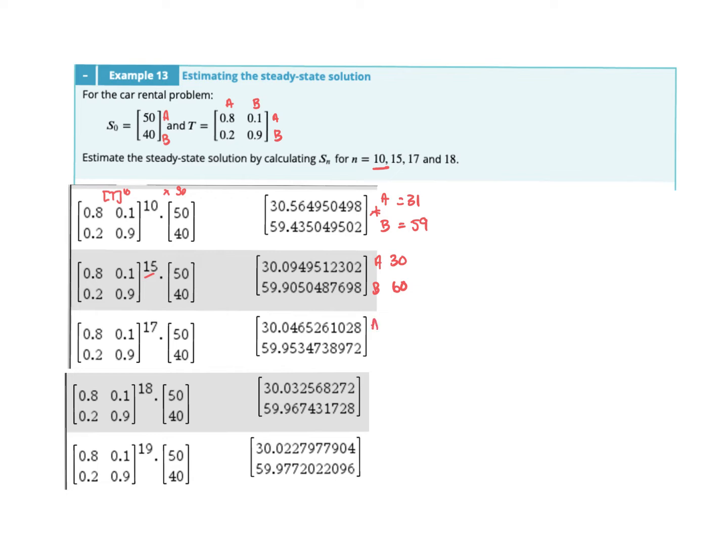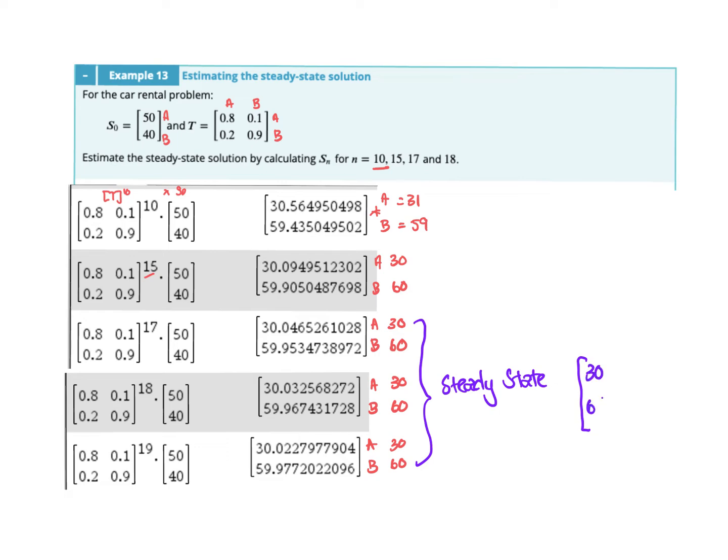Then when we did 17, A and B, if we round it, we've got 30 and 60, and you get to 18, A and B, and you can see 30 and 60, so you can see that it's not changing now, that it's rounding off, so we've reached the steady state. So we're reaching the steady state, it's not changing, so we'd say the steady state scenario is 30, 60. So at A we've got 30 cars, and at location B we've got 60.